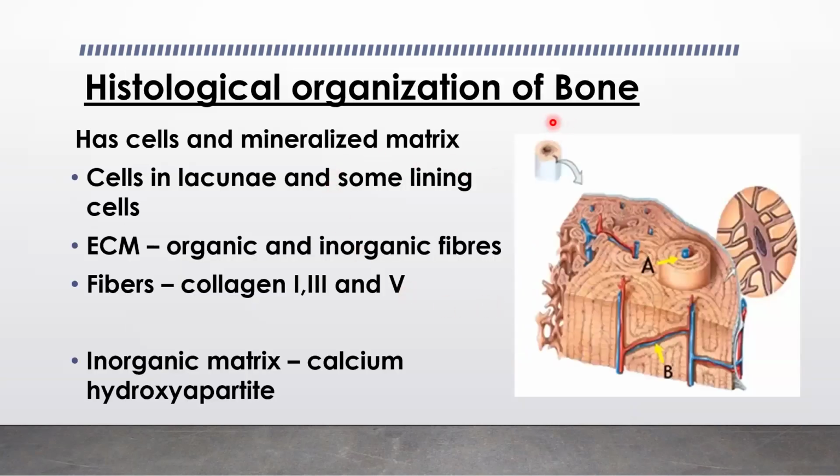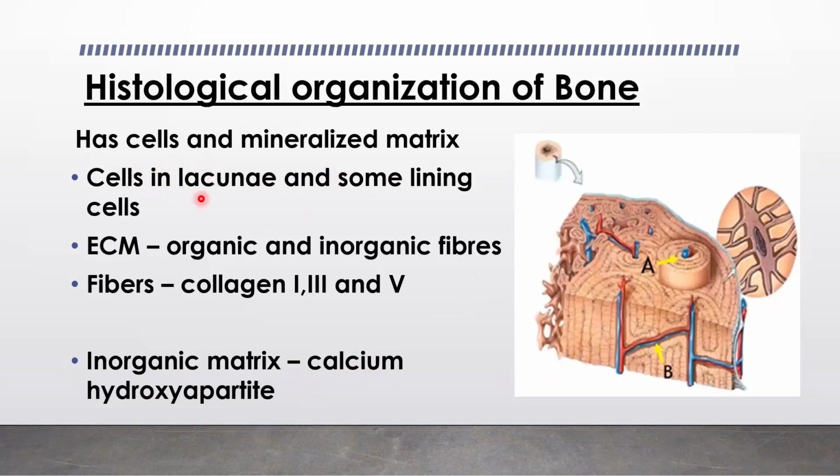So the physiological organization of the bone at this point: it has cells and mineralized matrix. So cells, which cell types? We'll see in a few minutes. And then the mineralized matrix. This mineralized matrix comes from the inorganic matrix, which is calcium hydroxyapatite. This calcium hydroxyapatite is made of calcium and phosphates, which are deposited on this matrix.